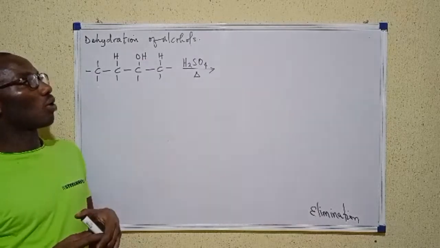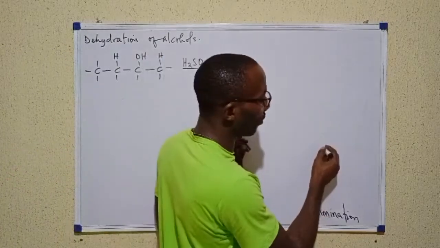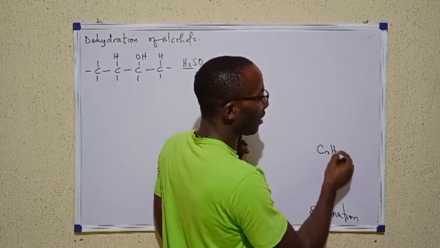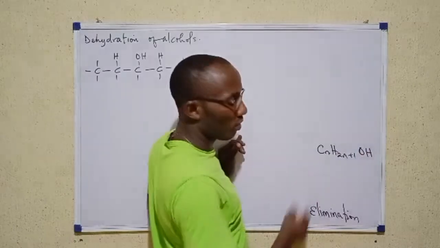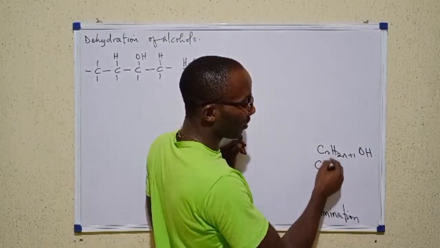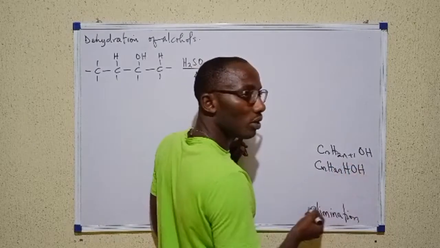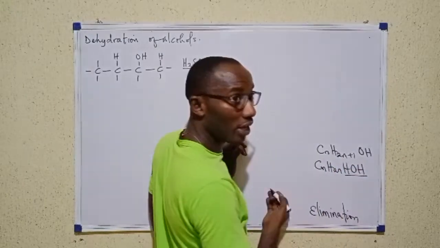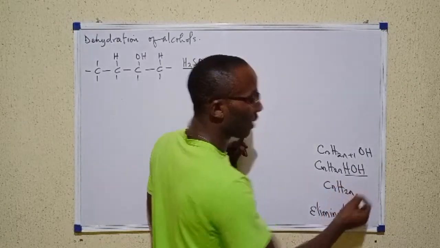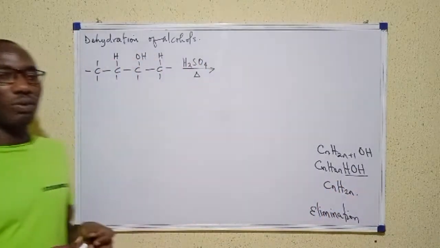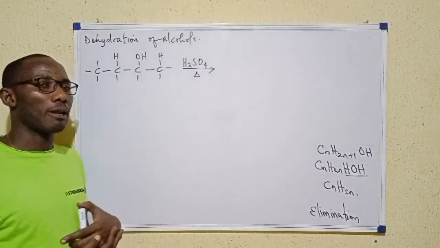Now when an alcohol is dehydrated, think about it. The general formula of alcohols is written as CnH2n+1OH. This may be rewritten as CnH2n HOH. So if we remove water from here, H2O, we are left with CnH2n. So that shows us that when an alcohol is dehydrated, we get an alkene.